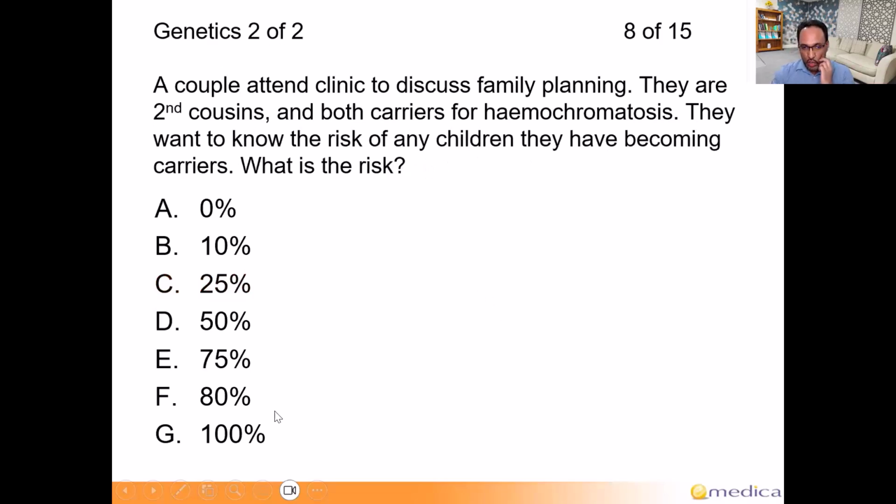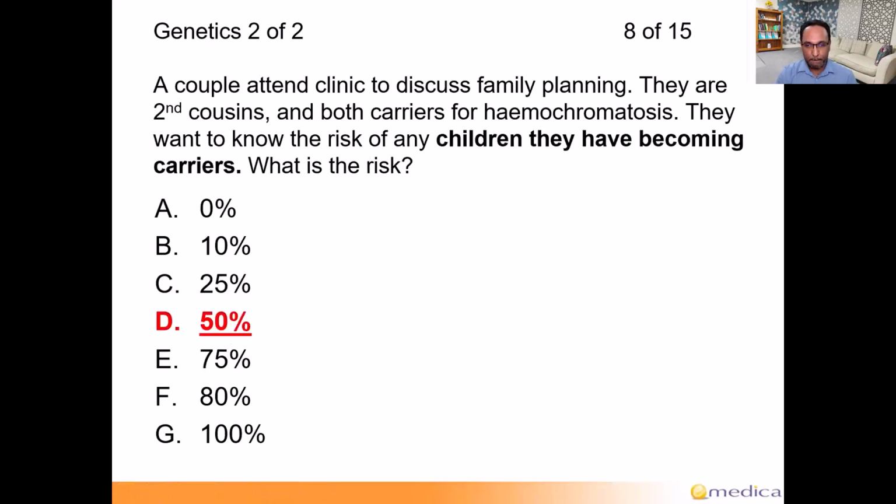And so this is 2 of 2. Answer options have remained the same. The question has changed, in this case not that much. Same scenario, but now they want to know what's the risk that their children are like them and become carriers. The risk of becoming a carrier if both your parents are carriers for an autosomal recessive condition is 50-50.